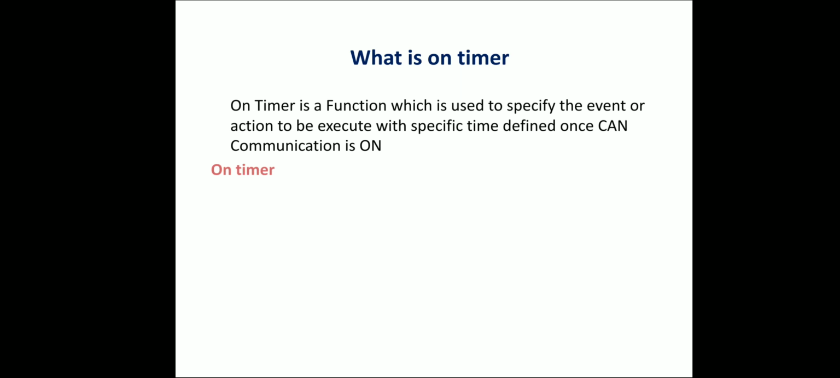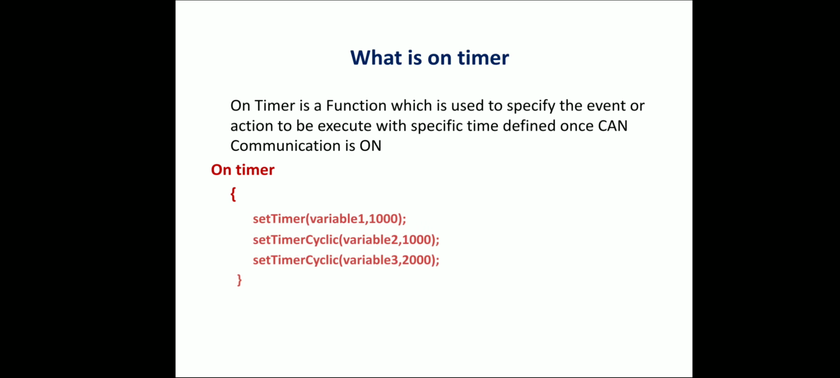So this is a simple syntax for the on timer functions. Here we have mentioned set timer variable 1, set timer cyclic variable 2, set timer cyclic variable 3. Here we have mentioned 1000 milliseconds. All of these values are declared in milliseconds. That is, 1000 milliseconds is nothing but 1 second. So 1000 milliseconds, 2000 milliseconds, that is 2 seconds.